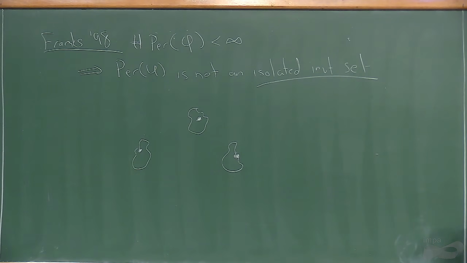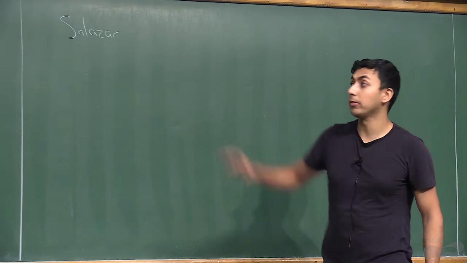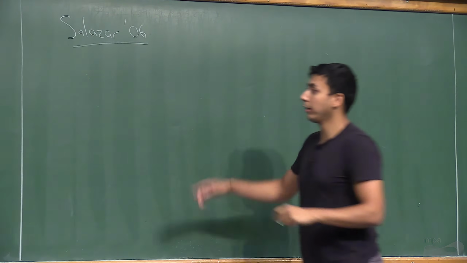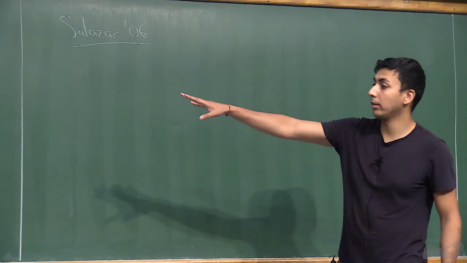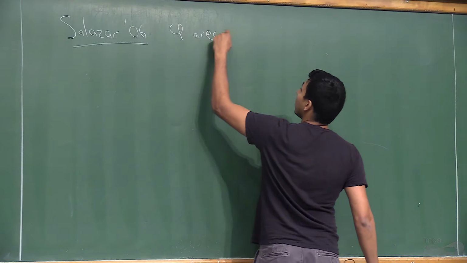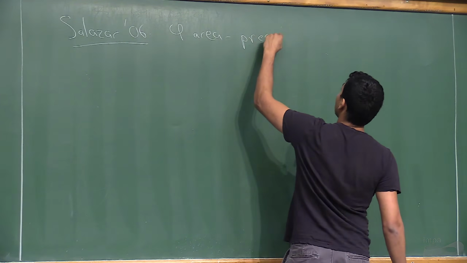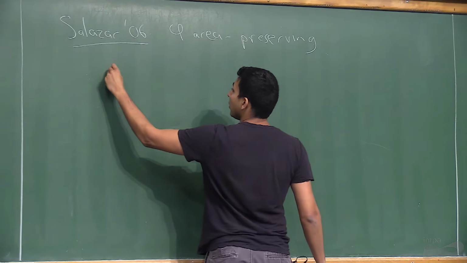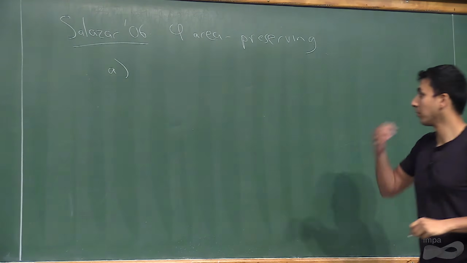Okay. Now, later, I don't understand the proof super well, but basically building on the Conley index methods used by Franks, Salazar showed a result for area-preserving homeomorphisms, but without the assumption that the number of periodic points is finite. So let's suppose that phi is area-preserving. Then the following two results are true.